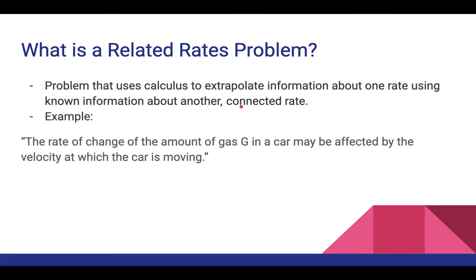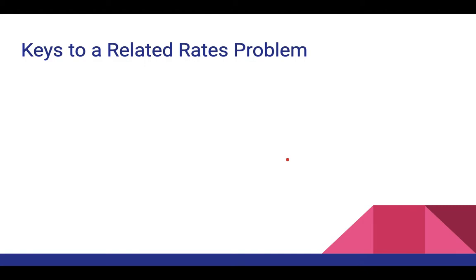So as an example, the rate of change of the amount of gas G in a car may be affected by the velocity, aka the derivative of a position function, at which the car is moving. Hence we have that the rate of change of gas is related to the rate of change of our position, hence we have a related rate.